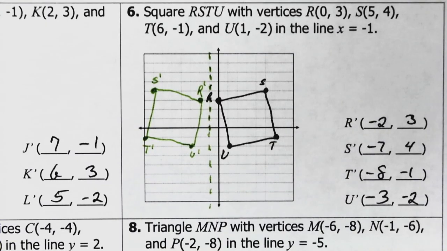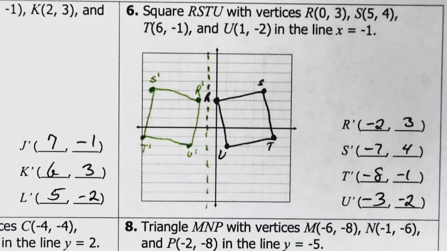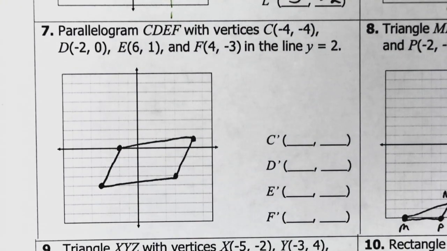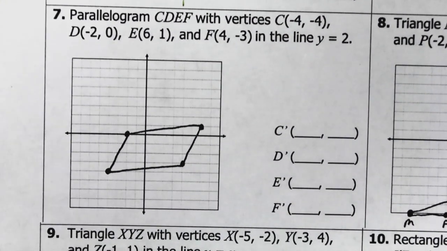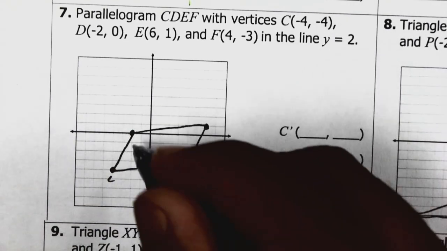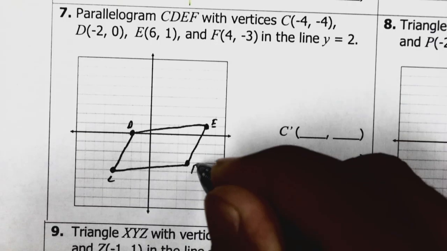So not bad. Just do a little bit of counting. You can also do a little bit of math if you want to, but doing the counting is definitely going to be the easy setup. So remember that if it's an x equals, the y's are going to be the same as the originals. All right, so I forgot to label these. So this is C, D, E, and F. Okay, there you go.